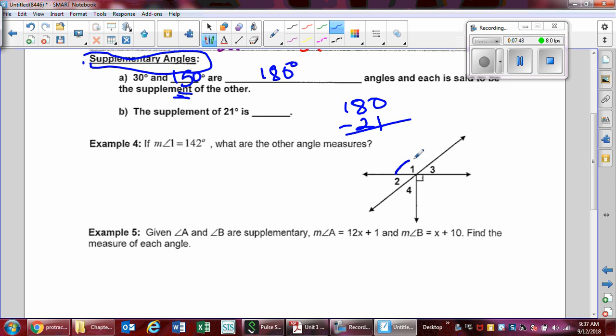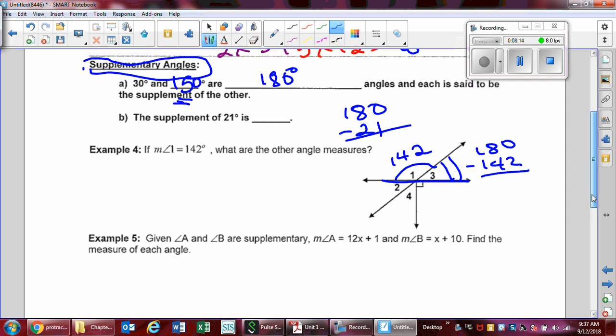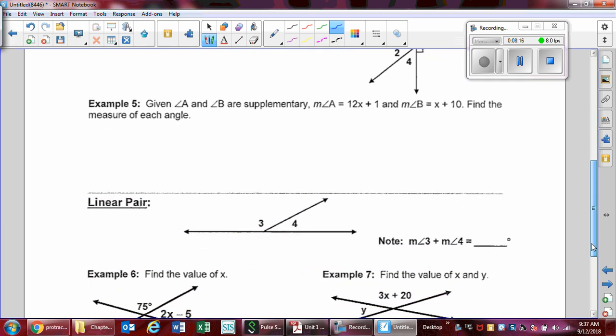So in this case, angle 1 is given to be 142. What are the measures of the other angles? I can find angle 3 because I know these are supplements of each other, since it's a straight angle. So angle 3 would be 180 minus 142. Then once I know angle 3 is the same as angle 2, I can find angle 2. And then we'll go over it in class together.